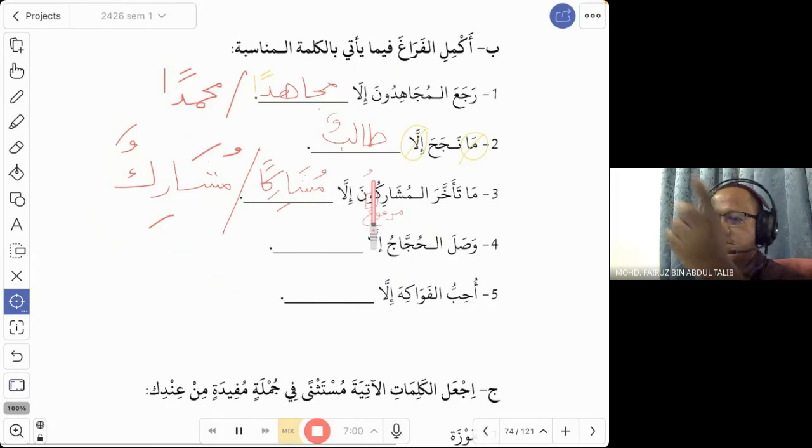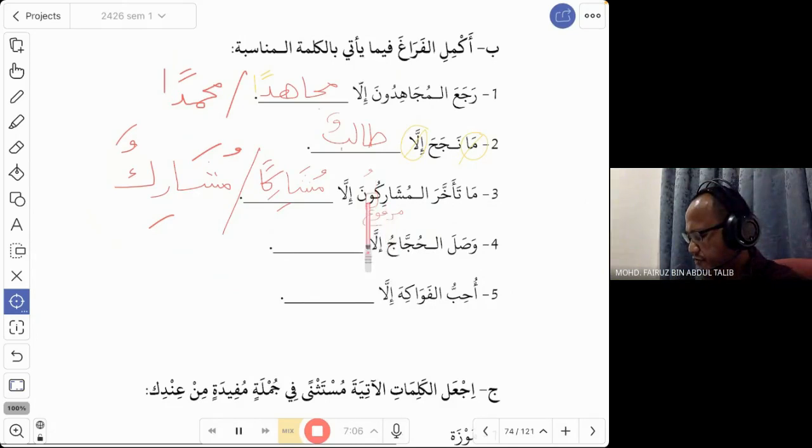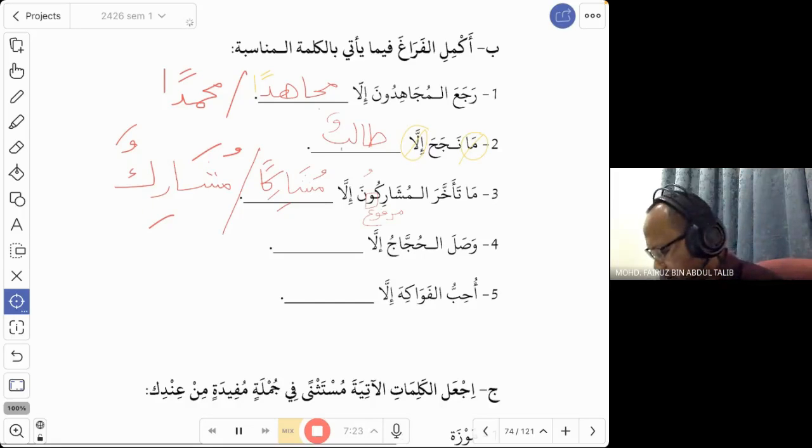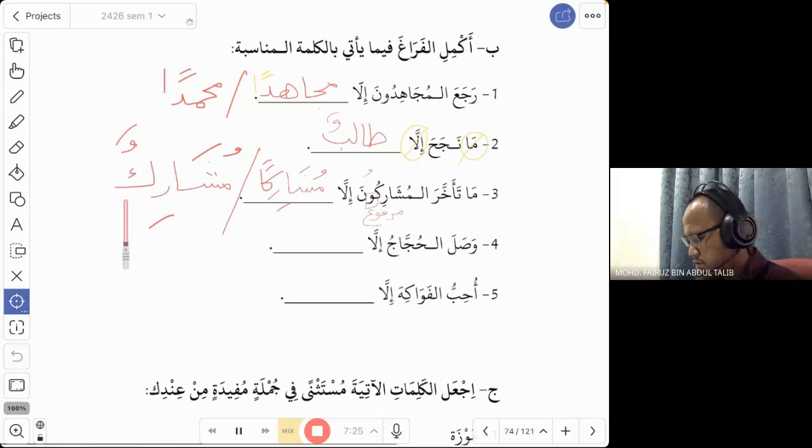When we say it follows the mustasna minhu, it does not follow the sign. It follows the hukum. What is the hukum? The hukum is marfu. So marfu for this word is using this waw. But marfu for this word is using the dhamma. Okay. So the hukum must be similar. In terms of the sign, they can be different, because different words will use different signs. Okay. So this is the correct word, either musyarikan or musyarikun. Yes.